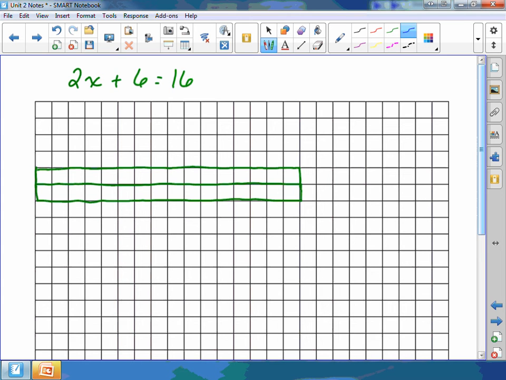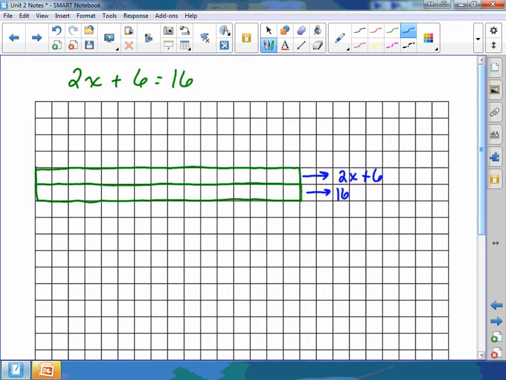Because we know that the bottom row is 16, and we know from the equation that 2x plus 6 is equal to that 16. So the top row represents 2x plus 6, the bottom row represents 16. And here's what we're going to do. We're going to work backwards a little bit. On this top row, I know that I have 2x plus 6 is 16.